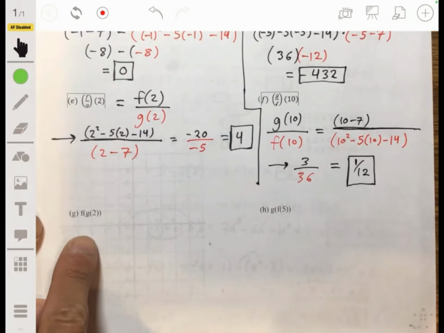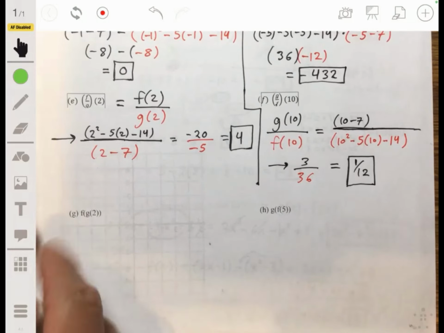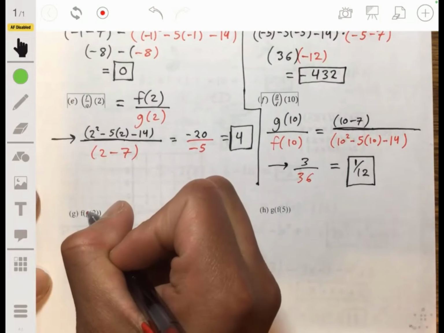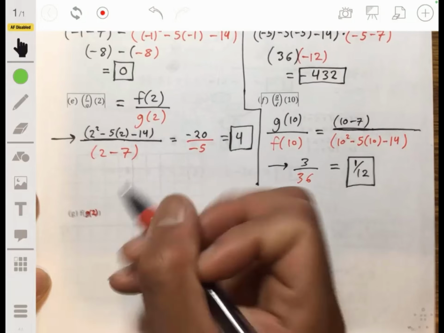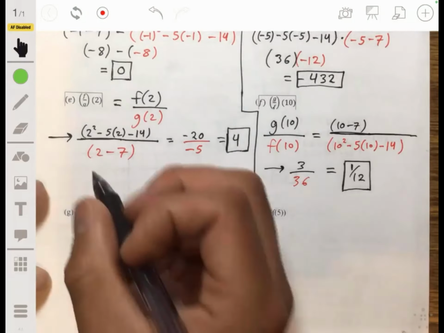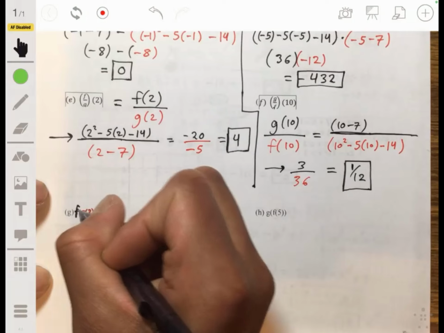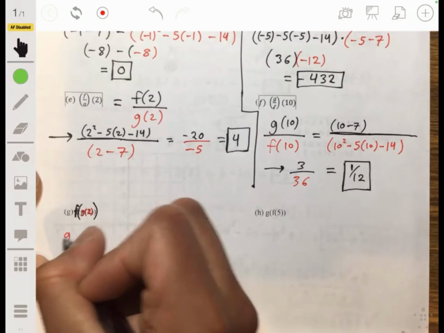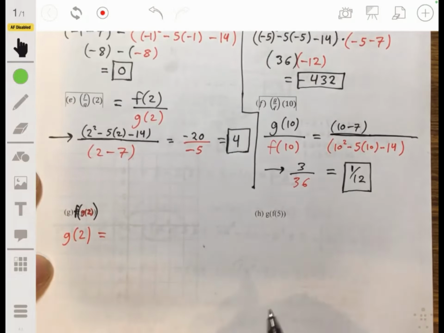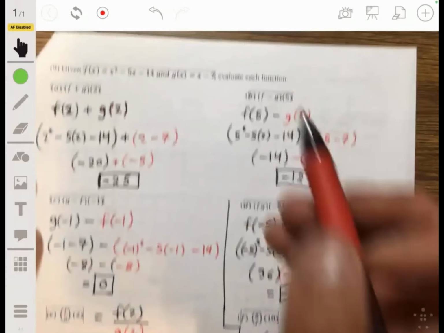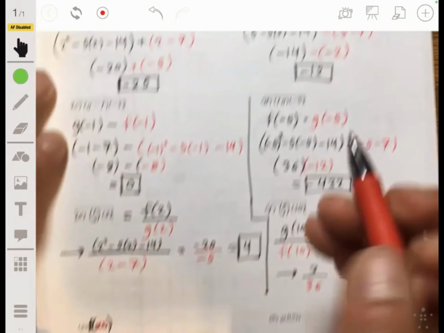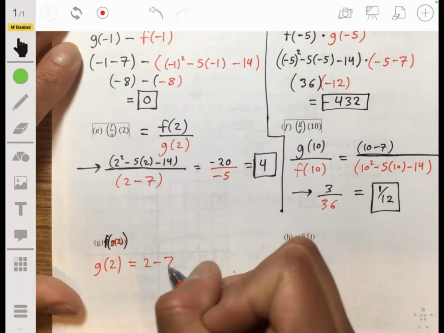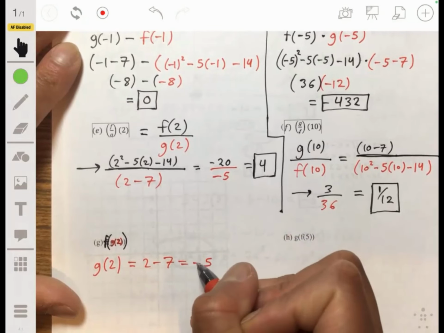All right, and these last two, we have composite functions. So we want to find the inside first. So let's find g of 2. And then whatever we get for that, we're going to plug into f. The g of 2, we're just going to get 2 minus 7, which is just negative 5 again. Then we plug this negative 5 into f.